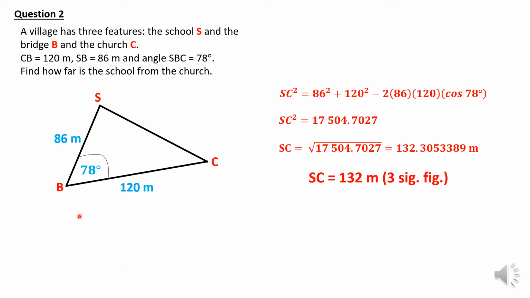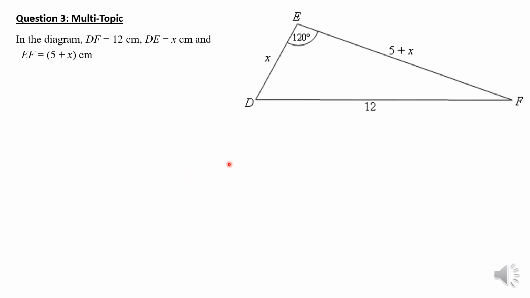So I'm going to look at this third question, which is a very interesting question to me. It's a multi-topic question, and I like that. So I'm bringing in a little bit of algebra here. I'm bringing in a diagram here, and as you can see from this diagram, D to F is 12 centimeters. Very important that you follow, I'm saying centimeters. E to F is represented by that quantity 5 plus x.